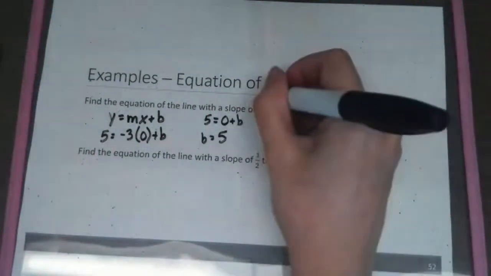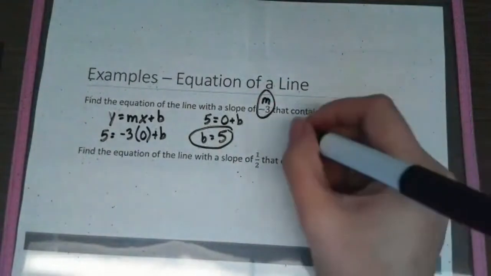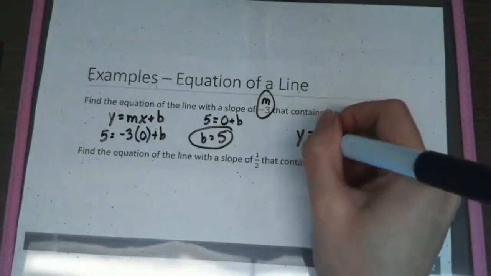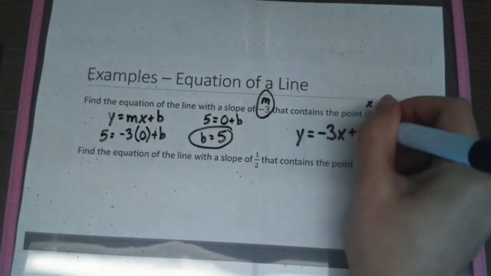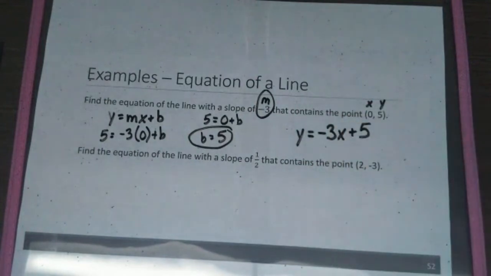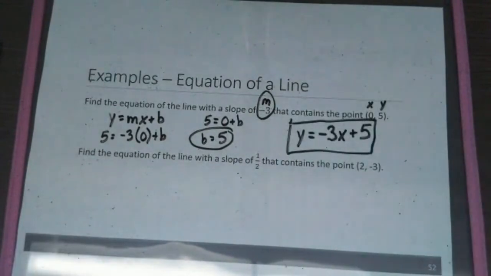Now that I know what my slope m and my y-intercept b are, I can write my equation in the form y equals mx plus b, replacing my m with -3 and my b with 5. That is the equation that has a slope of -3 and contains the point (0, 5).